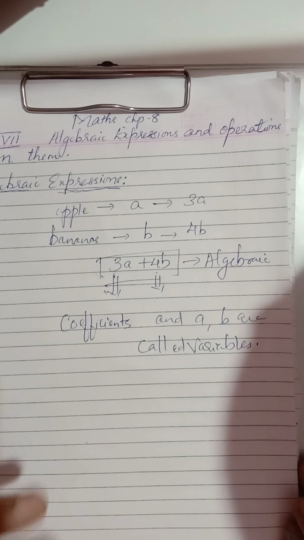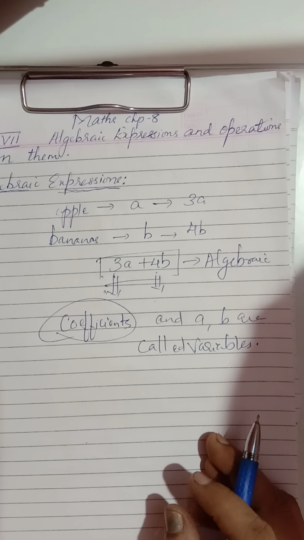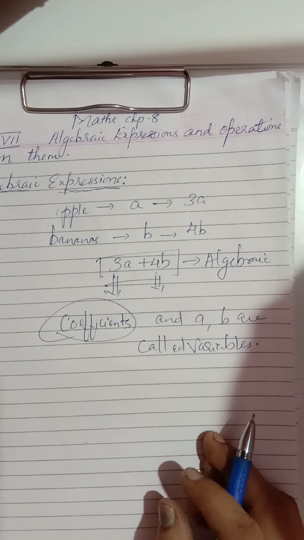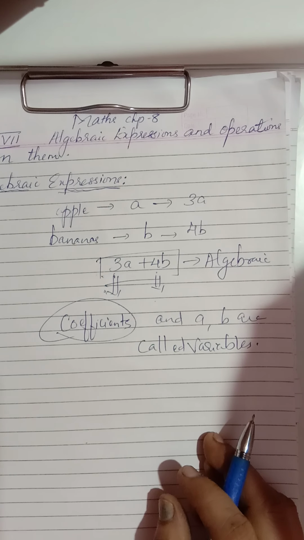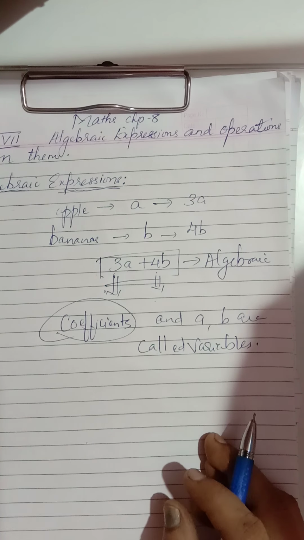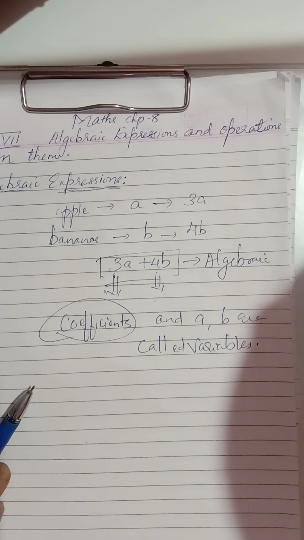So what is meant by coefficient? Very important term. See children, this term is very important. What is meant by coefficient? It means nothing but the numbers which are written before the variable are called the coefficient. Children, you will come across this word coefficient many times, and also variable. These two terms are very important in maths: what is meant by coefficient and what is meant by variables.